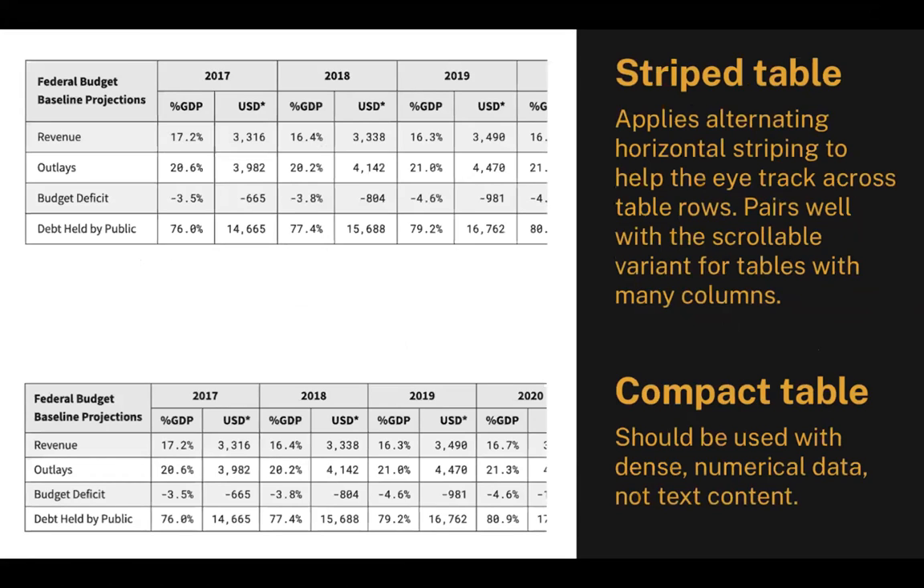And then we now have a striped variant as well that applies alternating horizontal striping that helps the eye track across table rows. This can pair well with the scrollable variant for tables with many columns. We also have a compact variant that reduces the row height and vertical spacing to display more table rows in a limited space. In general, this should be used more with dense numerical data and not text content. It also works well with scroll and with stripes, but you probably wouldn't want to use compact and stacked together. They're for different purposes.